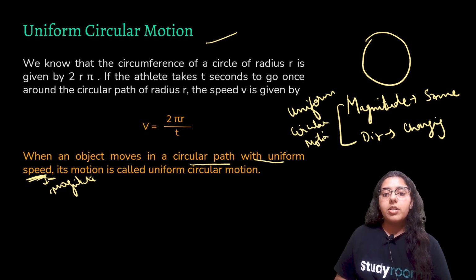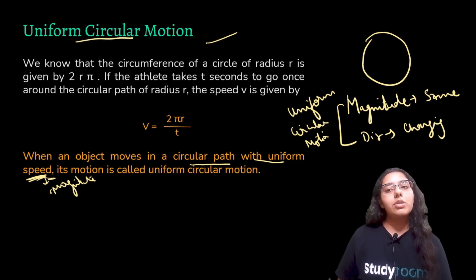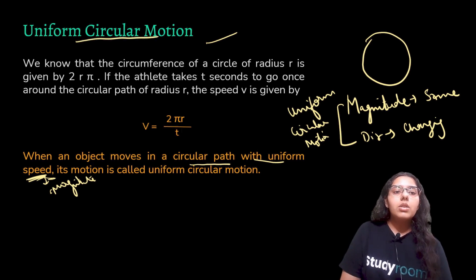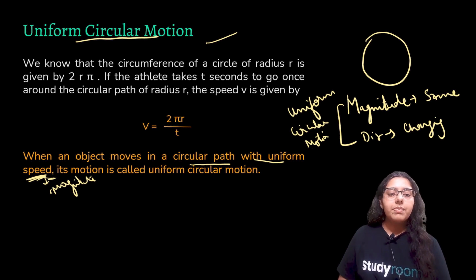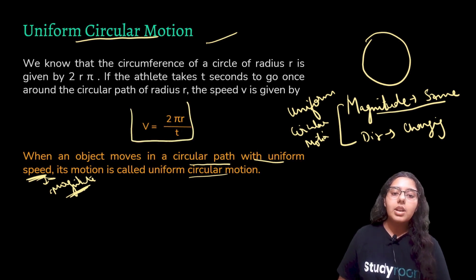So velocity is given by distance upon time. So what is the distance in a circular motion? It is simply the circumference of the circle, right? And what is the circumference? It is 2 pi r. So your velocity turns out to be 2 pi r by t, okay?